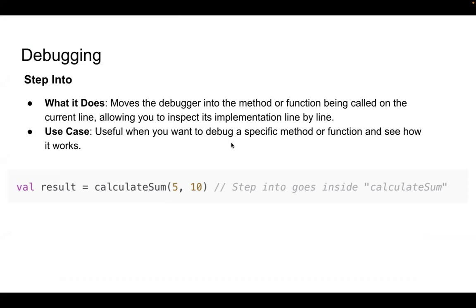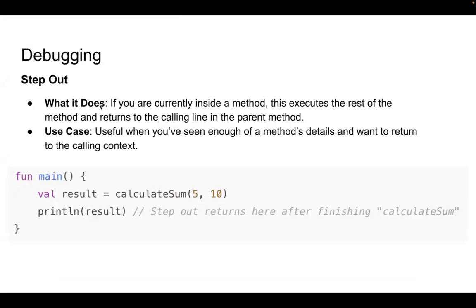Useful when you want to debug a specific method or function and see how it works. Step out: if you are currently inside, say, this calculate sum function, but you think, okay, I've seen enough of this function, then it will get out of it. Usually when you've seen enough of the method details and want to return to the calling context, this is what it does.